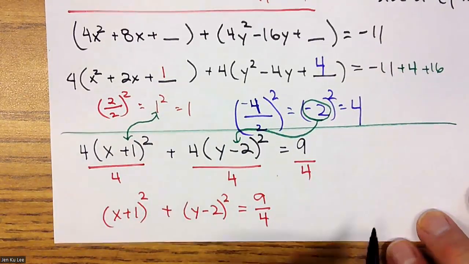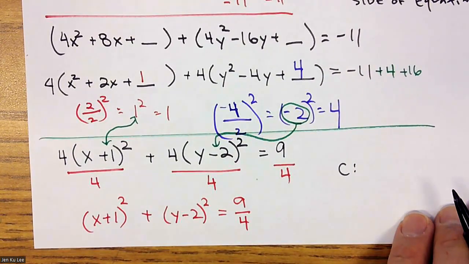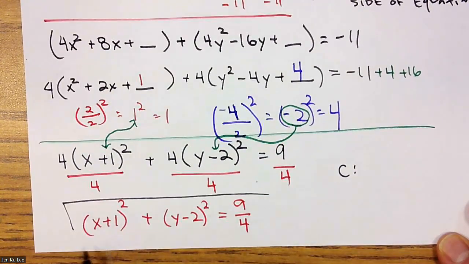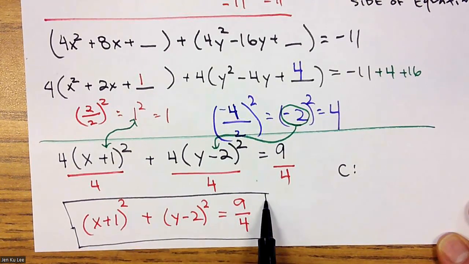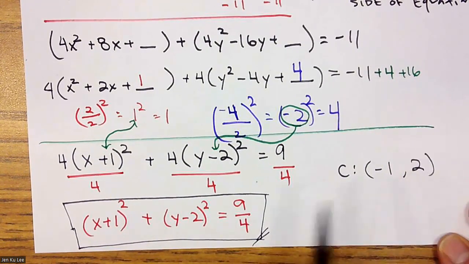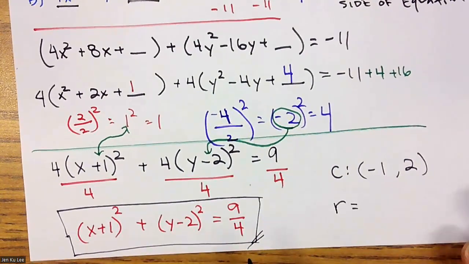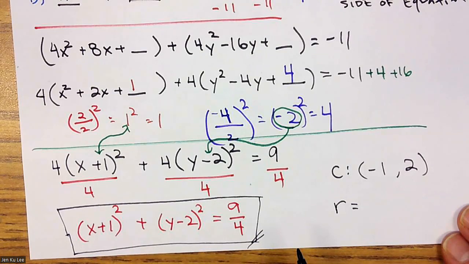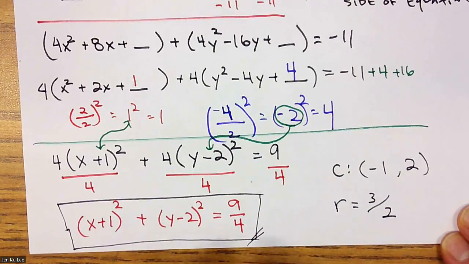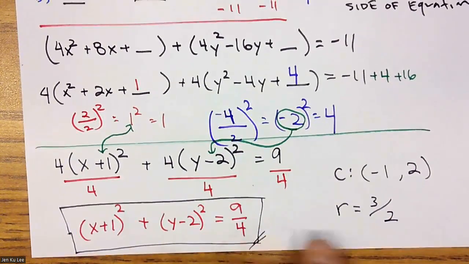Okay? So my center is at where? Negative 1 and positive 2. What's my radius? 3/2. Because that's r squared, right? So if you square root 9, it's 3. Square root 4, it's 2.